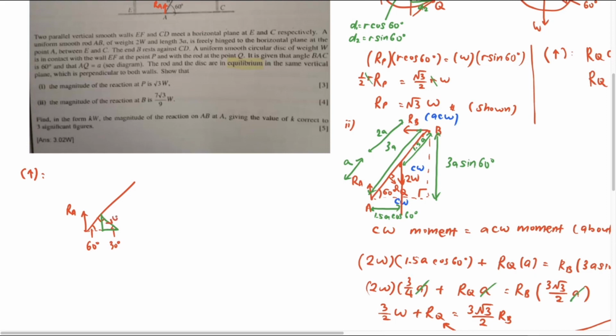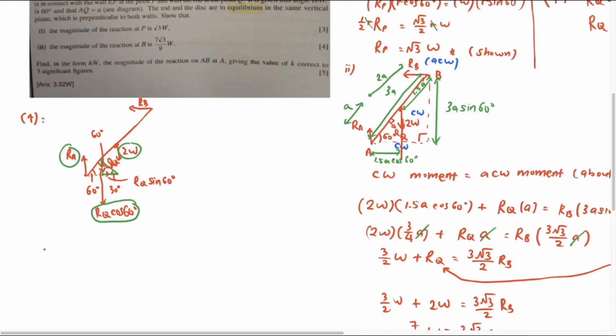Then it makes sense. So this is my RQ. This is my 60 degree. So this is the downward. The downward is adjacent to the 60 degree here. So this is RQ cos 60 degree, acting downwards. And this one is RQ sin 60 degree, to the right. So acting downward is RQ cos 60. And we also have the 2W acting downward also. And this one acts to the left.